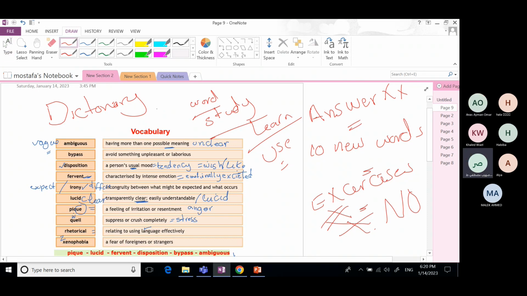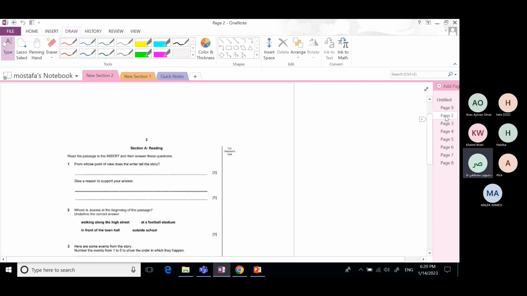So each one of you must have his own dictionary, your word bank. Name it like this: my own word bank, my own expressions, my own idioms. Okay? Vocabulary book, grade 7. Anas, please mute your microphone.